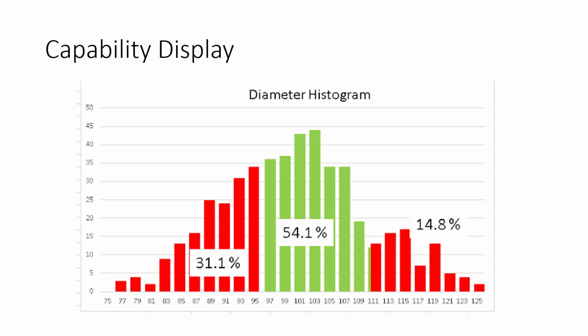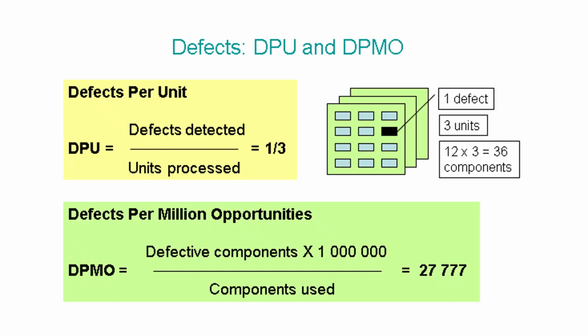With attribute metrics of the type of pass or fail, we have a binomial distribution, and we can measure capability with yield, proportion of pass. Another attribute capability metric is number of defects. In this case, we have a Poisson distribution, and we can use two capability metrics, DPU and DPMO. In this example of one defect in 3 boards, DPU is 0.33 defects per board.